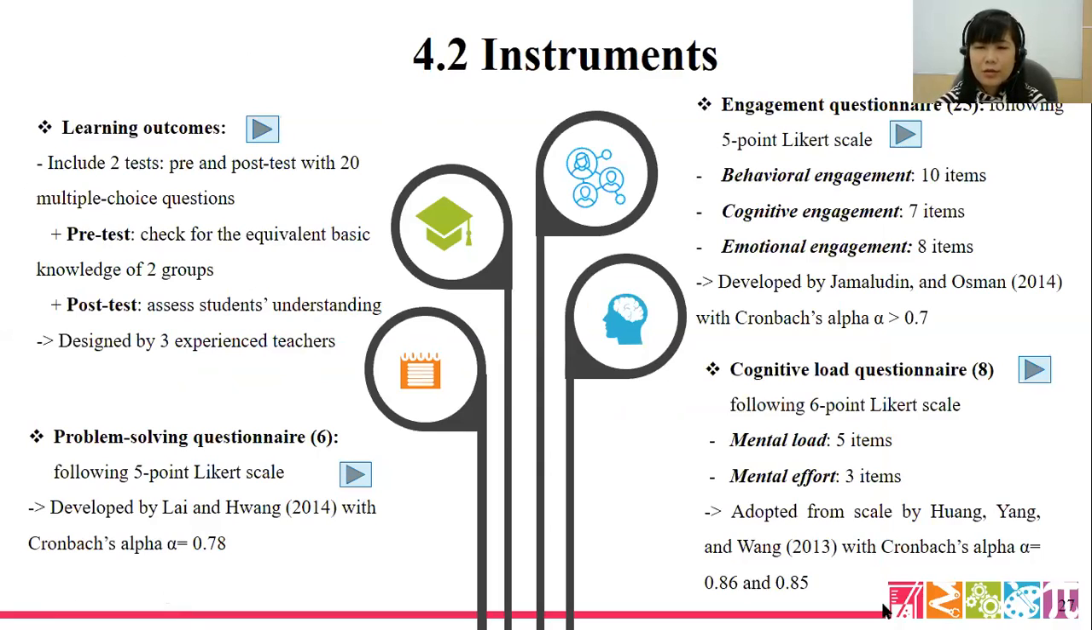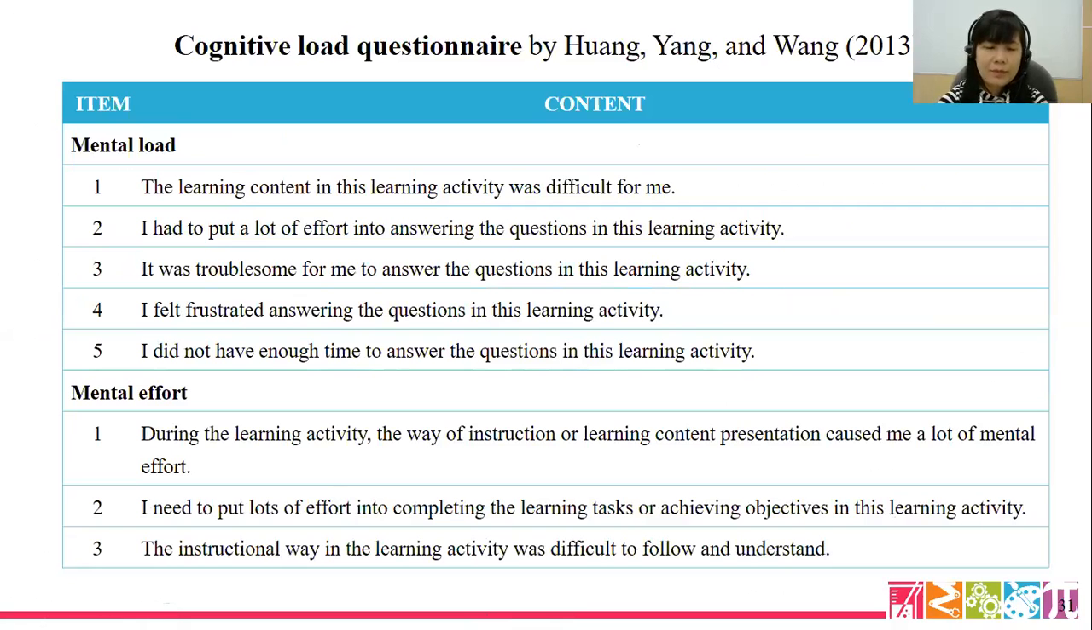And the last one, the cognitive load questionnaire with 8 items, follows a Likert scale. In this questionnaire, there are 2 parts: mental load with 5 items and mental effort with 3 items. This is an example you can see. For the mental load, the learning content in these learning activities was difficult for me. And for the mental effort, during the learning activity, the way of instruction or learning content presentation cost me a lot of mental effort. And this questionnaire was adapted from Huang, Yang and Huang 2013 with high Cronbach's alpha.